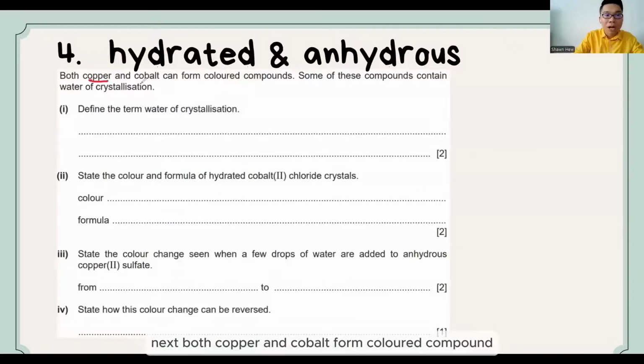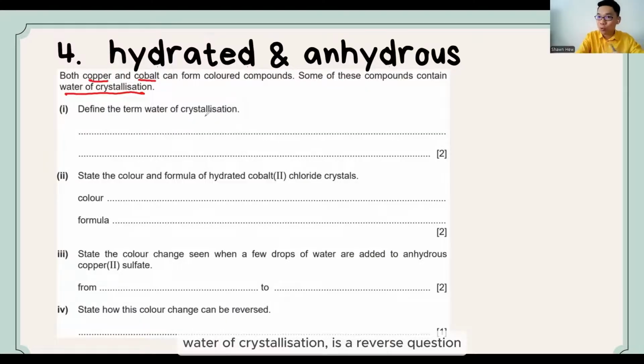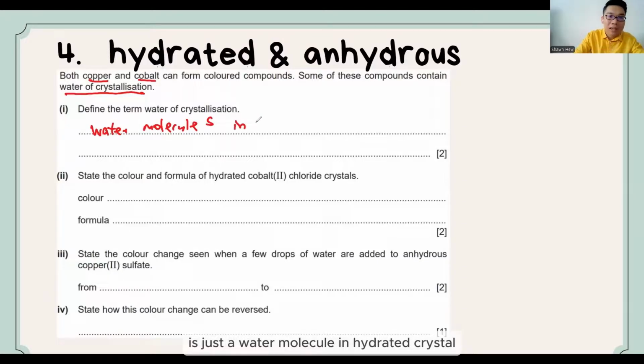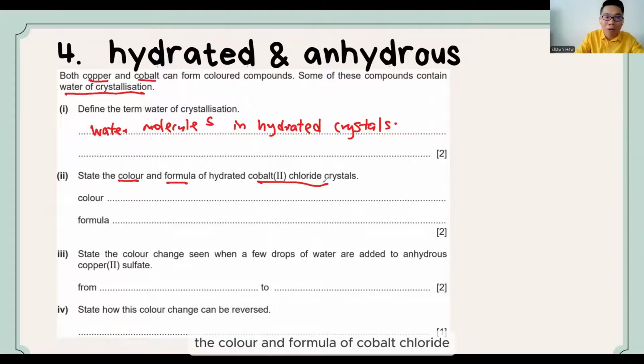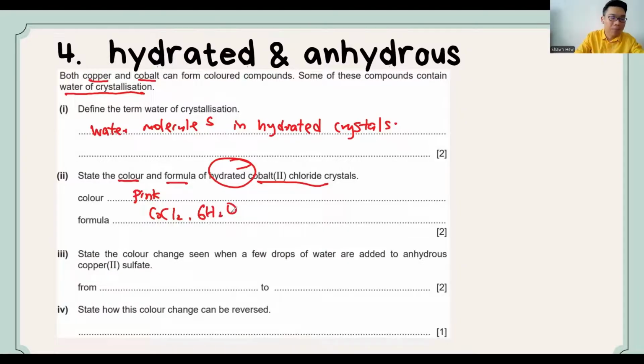Next, both copper and cobalt form colored compounds. Some of these compounds contain water of crystallization. Define the term water of crystallization. It is the reverse of the earlier question. It's just the water molecules in a hydrated crystal. They ask you to state the color and formula of cobalt chloride in hydrated version. So hydrated cobalt chloride is pink. So it's CoCl2, and hydrated, it has 6H2O.